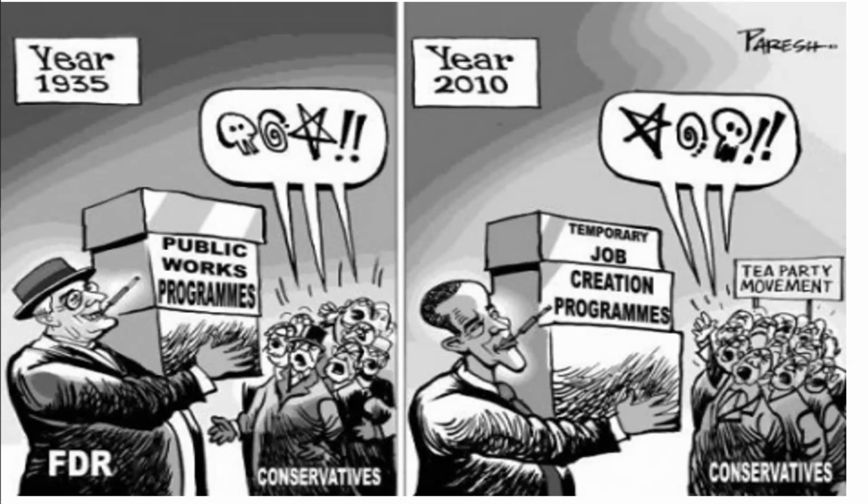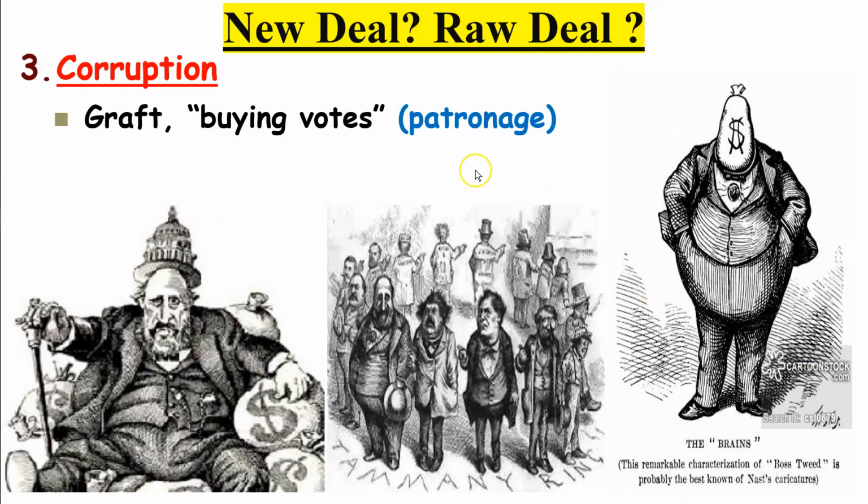We're passing it on. Again, here is a 1935 and a 2010 cartoon with a conservative backlash, the Tea Party movement with Obama in 2010. All right. They actually wanted to come up with a constitutional amendment that said the government shall never, ever, except in war, spend more money than it takes in taxes, a balanced budget.